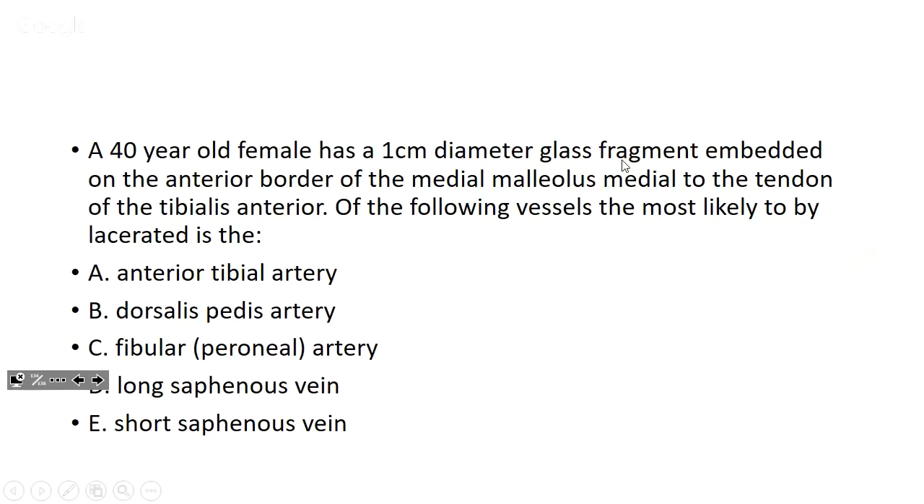And there's another glass fragment, this time in the anterior border of the medial malleolus, medial to the tendon of the tibialis anterior. So in this case, it's the great saphenous vein. So sometimes, maybe even in the exam, you might just look at your ankle and see, okay, I see a vein in front, so that's probably the one. Yeah, the cheat sheet.